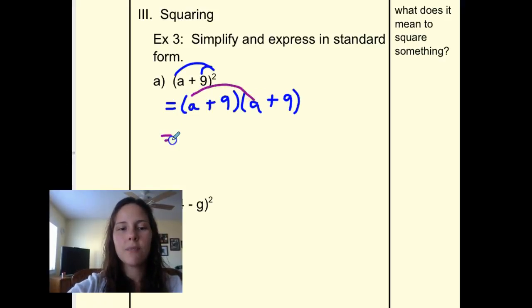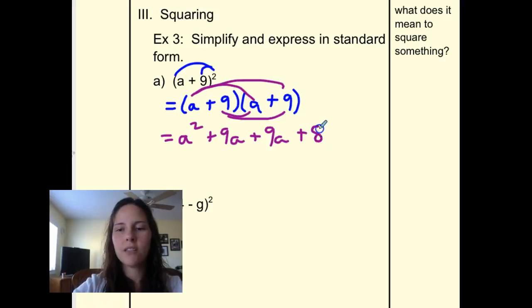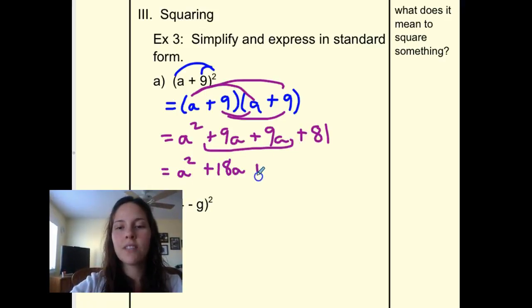A times a gives me a squared. A times 9 gives me a positive 9a. 9 times a gives me another positive 9a. And 9 times 9 gives me 81. So we did get the a squared and we did get the 81, but we also got these two like terms in the middle that do not cancel. When we combine those, we get 18a. It's very important that when you see a square, you think about multiplying it by itself and not distributive property.